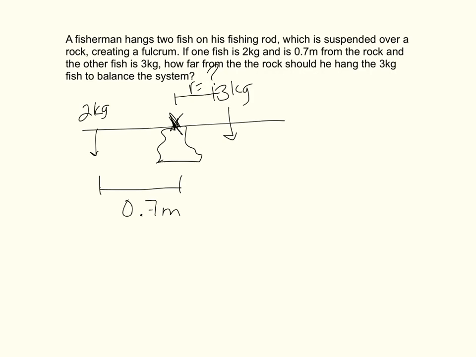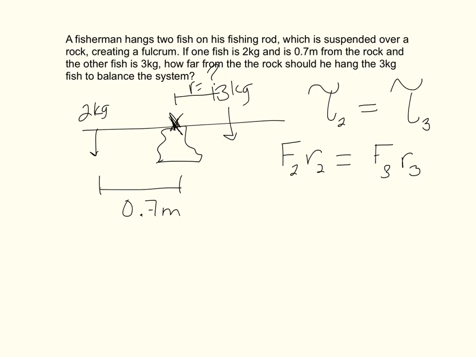So I'm going to say that the torque of the 2 kilogram fish needs to be the same as the torque that the 3 kilogram fish provides. So I know that torque is equal to F times R times sine theta, and the same on this side. So I'm going to just subscript these so we can keep track, okay?